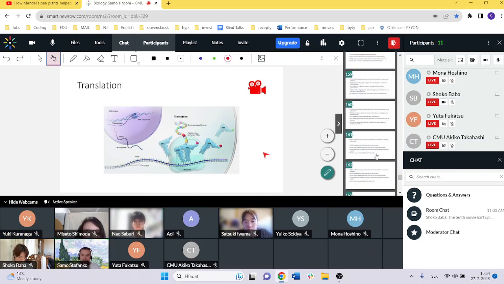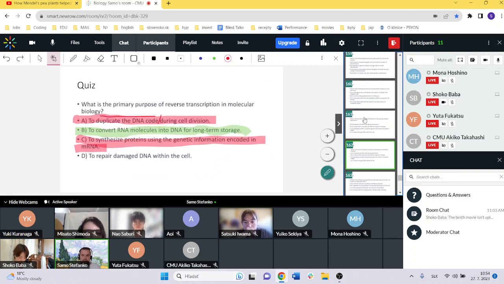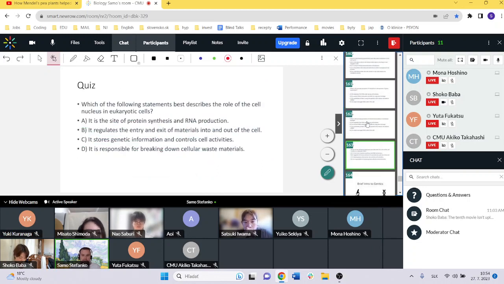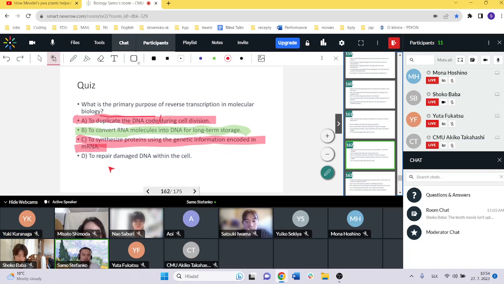Okay, so here we are, I guess. This one. To repair damaged DNA within the cell. So definitely, reverse transcription doesn't do that. It converts RNA molecules into DNA. Let me very shortly explain how these viruses do that. So we have an RNA strand.